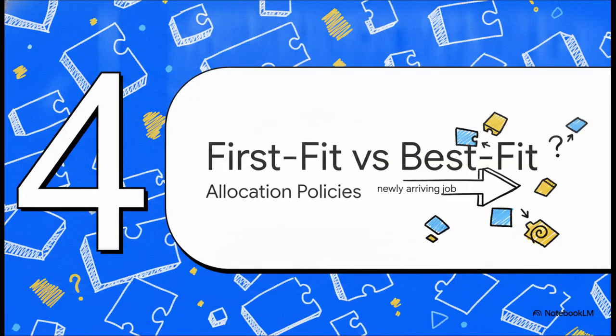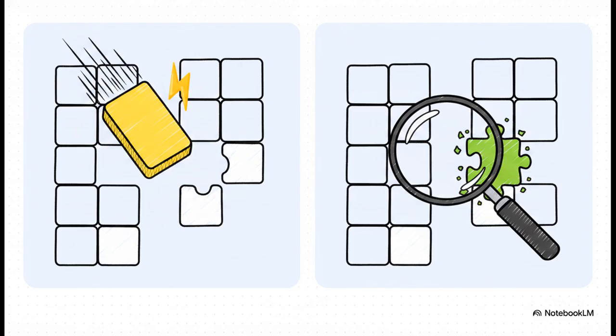Section 4. First fit versus best fit. Let's see how this builds our next challenge. With all these fragmented gaps of free space scattered around, how on earth does the memory manager decide where to place a newly arriving job? System designers came up with two primary algorithms. First fit simply searches the memory list from the beginning and grabs the very first available space large enough to hold the job. It's incredibly fast, but it tends to waste larger blocks of space early in the memory list.